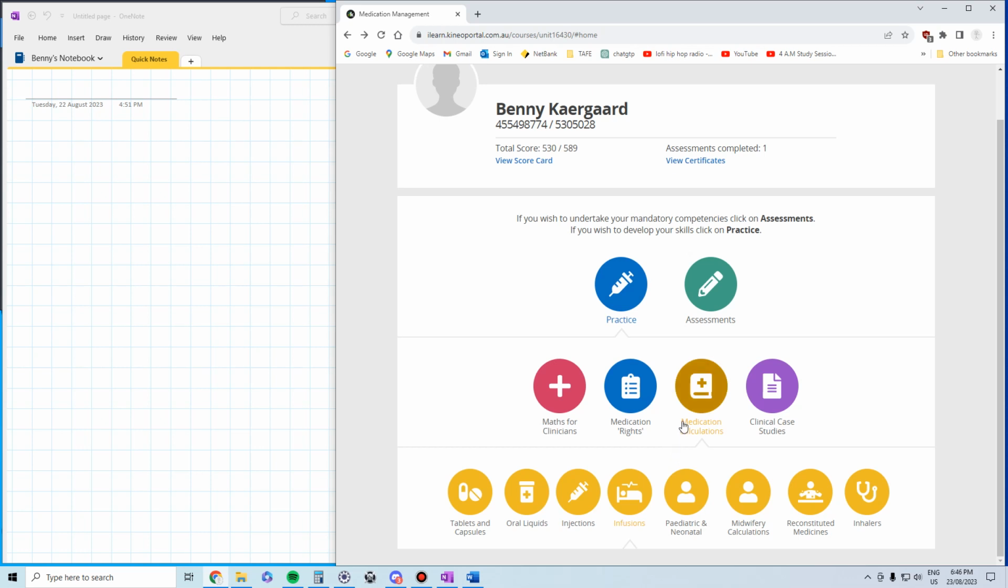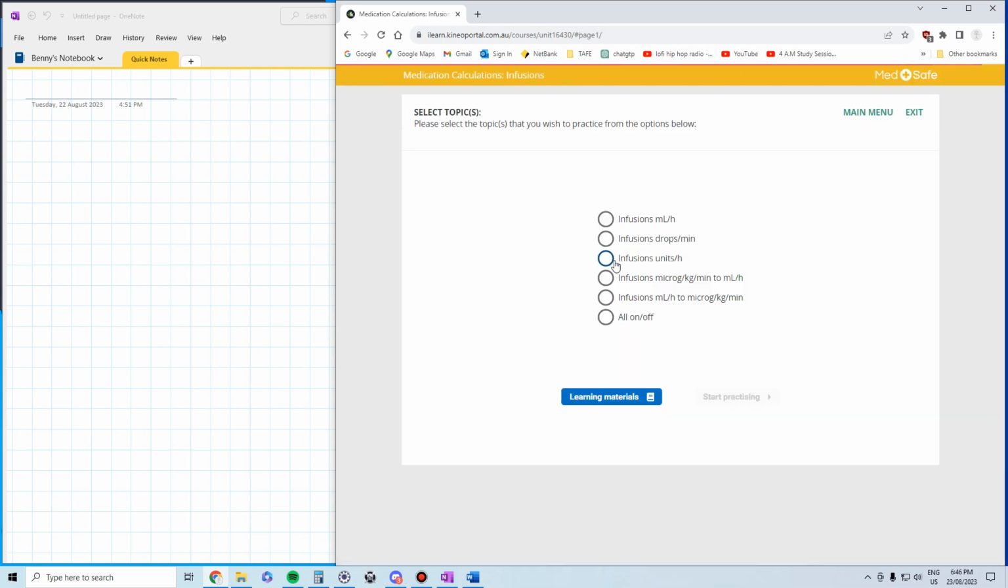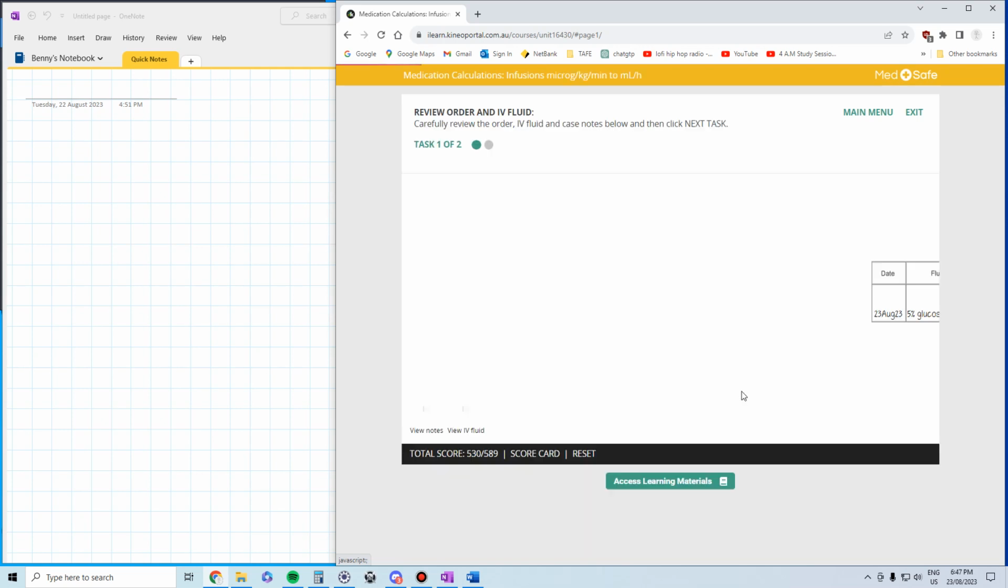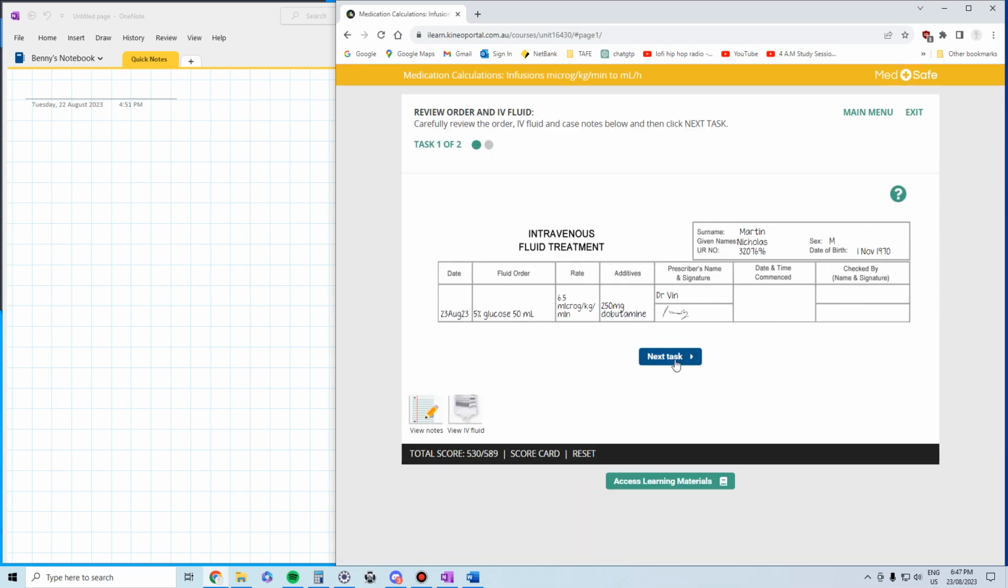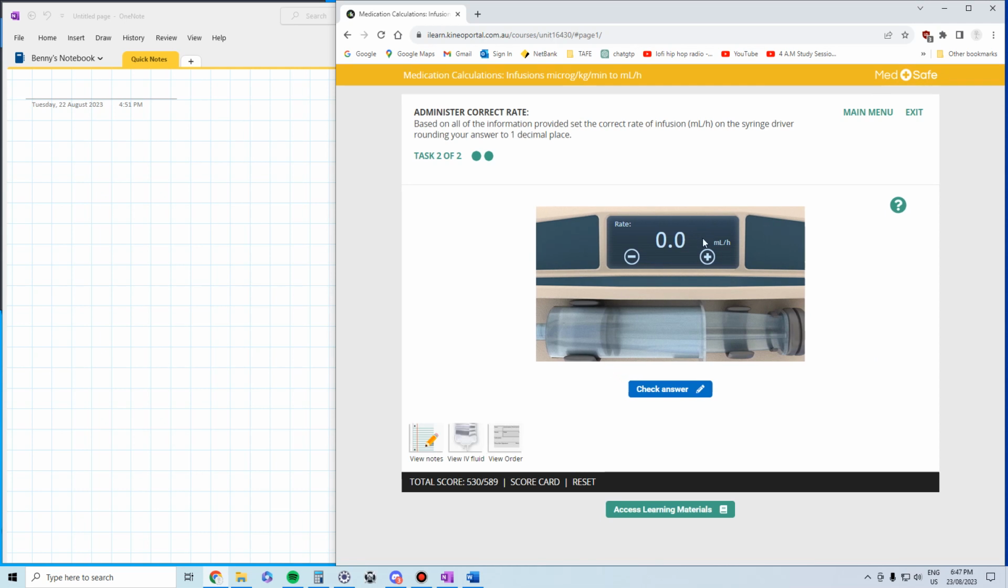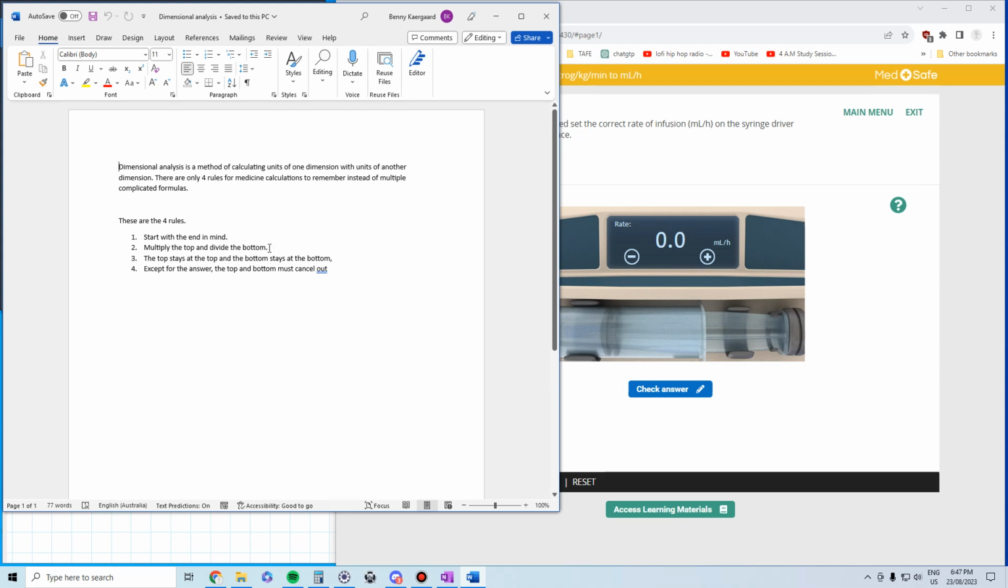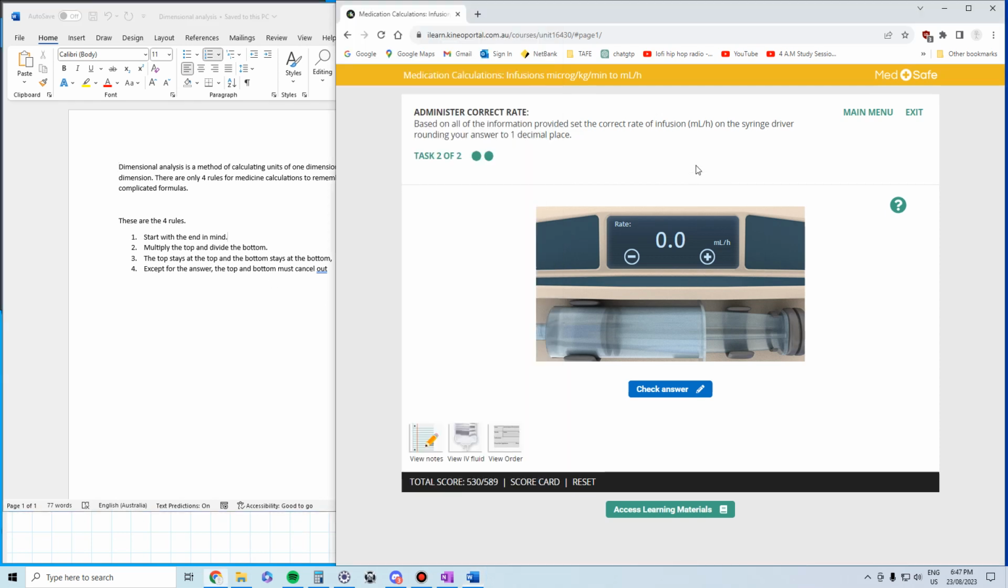Okay, so just gonna do some infusions. I'll do both of these, but we'll start with the micrograms per kilo per minute to milliliters per hour. So we're going to start with the end in mind. That's the first rule of the dimensional analysis, and they're asking for milliliters an hour.